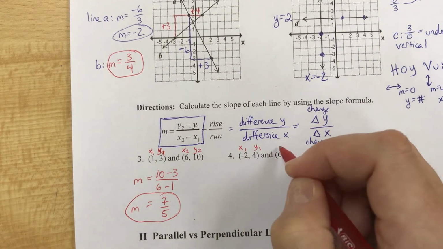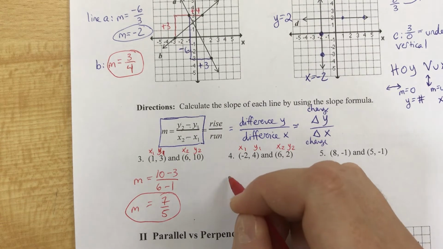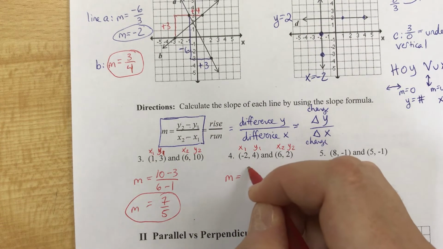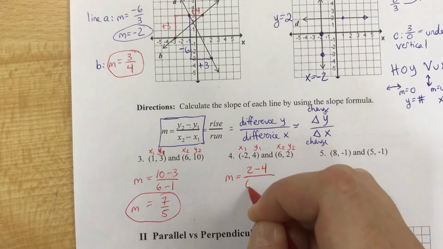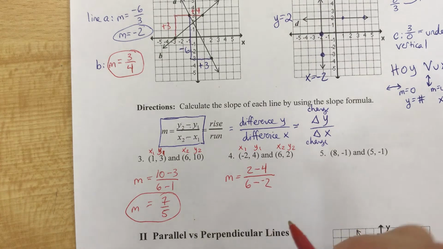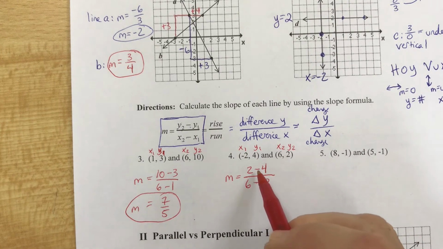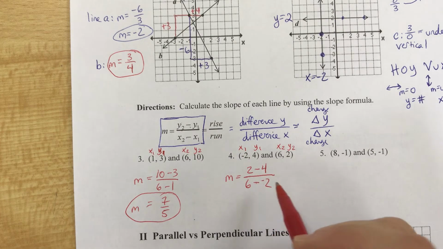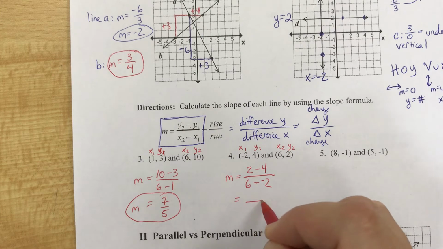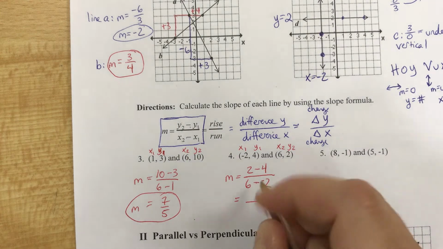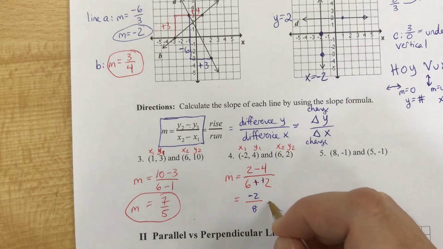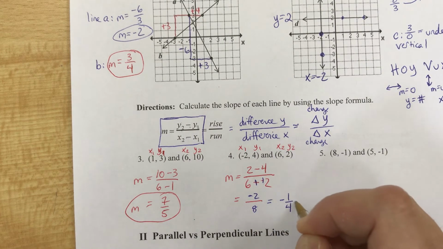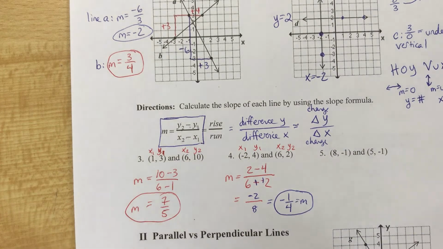X sub 1, y sub 1, x sub 2, y sub 2. All right, let's sing it. M equals y sub 2 minus y sub 1 all over x sub 2 minus x sub 1. Now notice I am subtracting. It's always subtraction with slope, but because there's a negative, I'm subtracting a negative. So I can simplify that. That will both become positives. That becomes 6 plus 2. And what we get is negative 2 over 8, which reduces to negative 1 over 4. So your slope is negative 1/4.